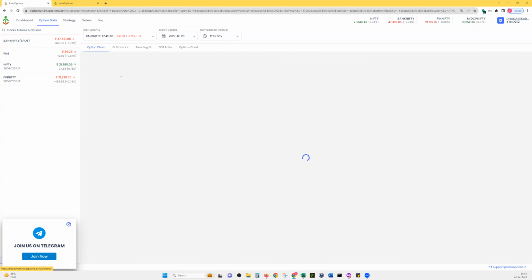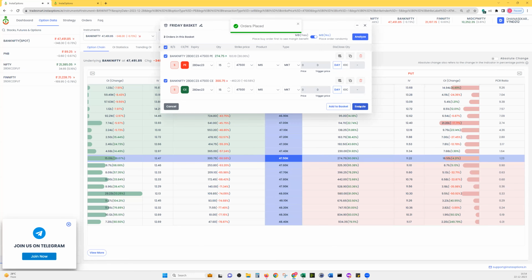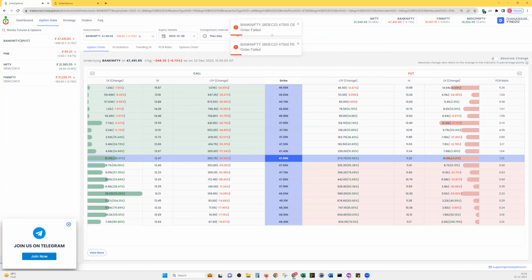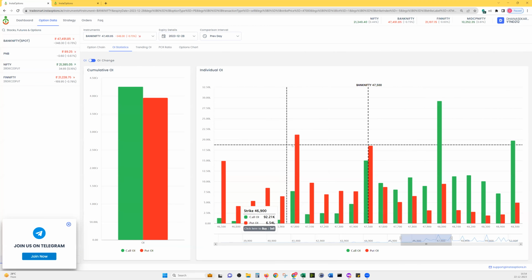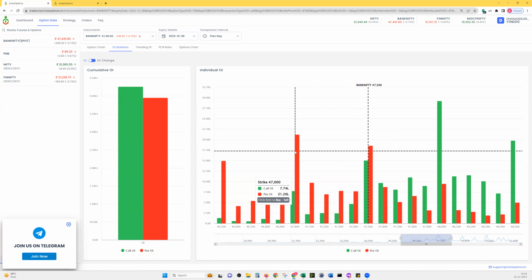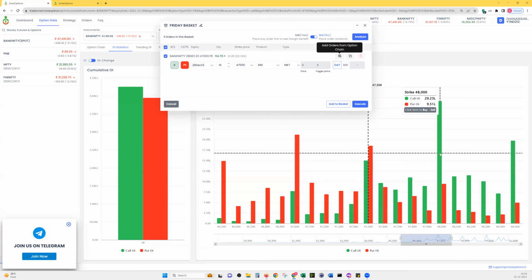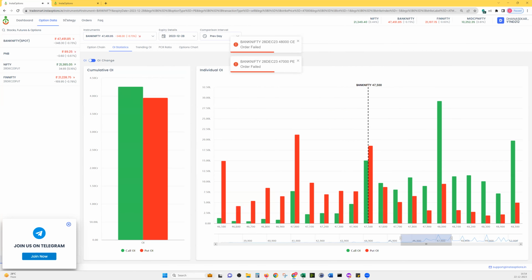And option data, this is what the option chain looks like. If you want to do a short straddle, you don't need to add it to the market watch. You can just click on sell here and execute it. You don't need to add these things to your market watch every time. Then in OI statistics, you look: this strike is going to be sold, and this strike too, because the market is going to stay within this range. If you sell these two strikes, you're going to make money. Just click on it, change from buy to sell, and execute it. That's it. No need to add the strike to the market watch first.